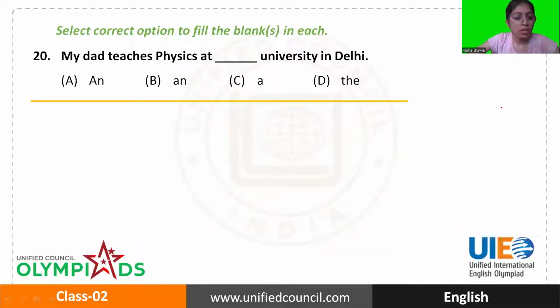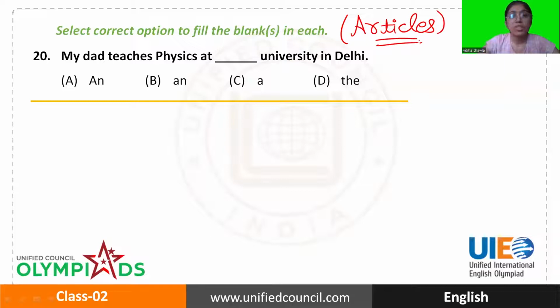Then the next one, question number 20, again from articles. My dad teaches physics at blank university in Delhi. Now we are not talking about any specific university. We are randomly mentioning a university, right? My dad teaches physics at any random university. So my dad teaches physics at a university in Delhi. It is option C.